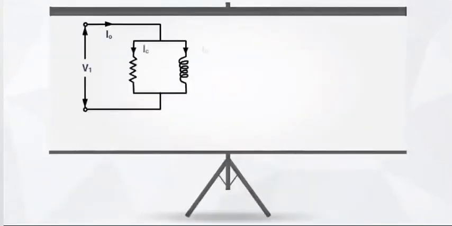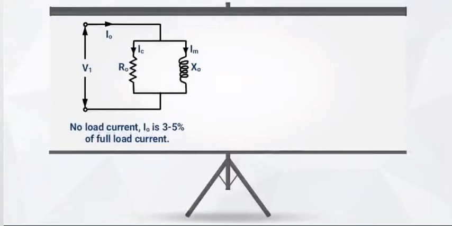Here is the no-load equivalent circuit of transformer. No-load current I0 is 3 to 5% of full load current. And here are some other parameters.